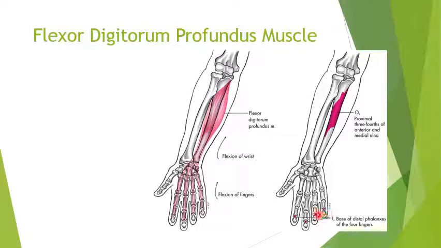If you want to isolate the flexor digitorum profundus, you can isolate it by keeping the PIP in extension and then just flexing the DIP. Again, here you're getting flexion of the fingers and also some weak flexion at the wrist.